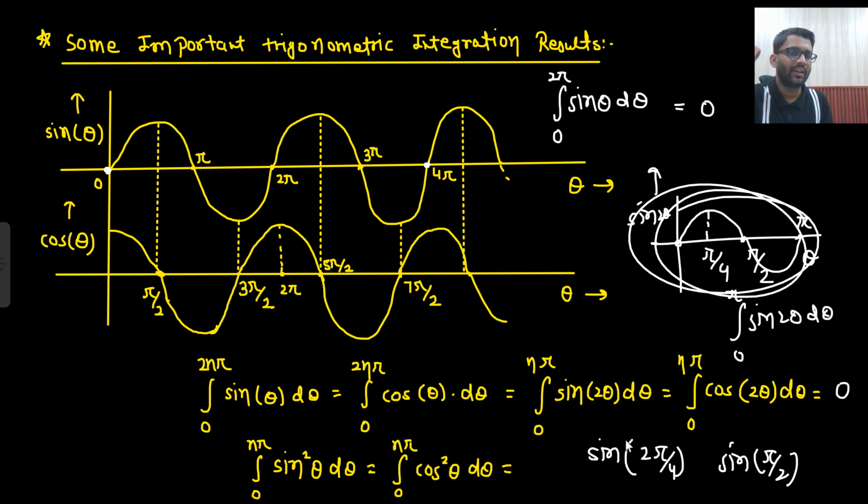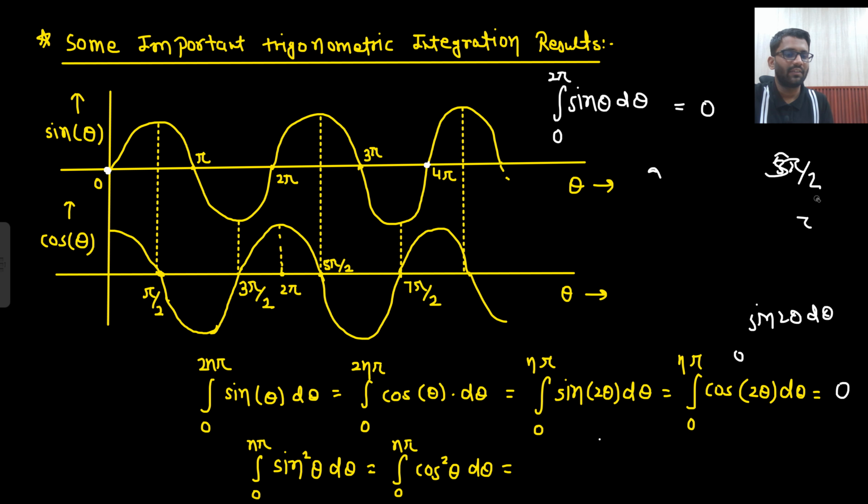So in one time period, it will give you 0. If they are asking 2 time periods, then again 0. 3 time periods, again 0. But if they are asking 3 pi by 2, then this part will be 0, but this part will come into action. If they are asking 5 pi by 2, then till 2 pi is 0, but this much part will come into action in 5 pi by 2. So there we cannot apply any formula. So here n should belong to integer, positive integer, or negative integer will also work.